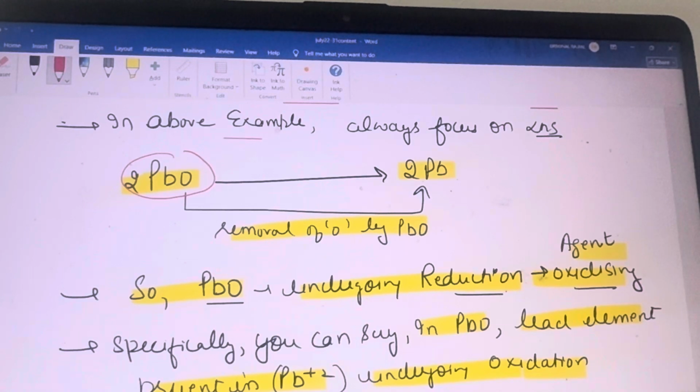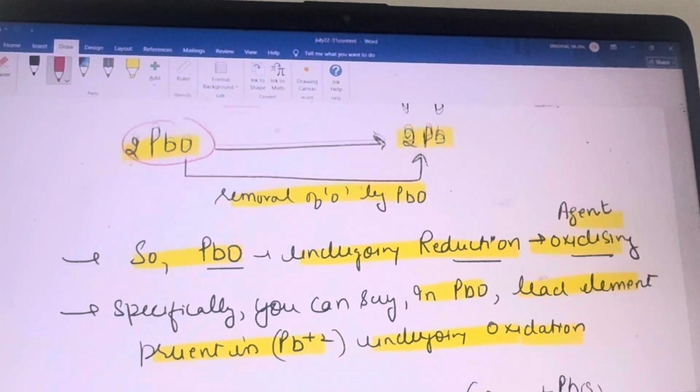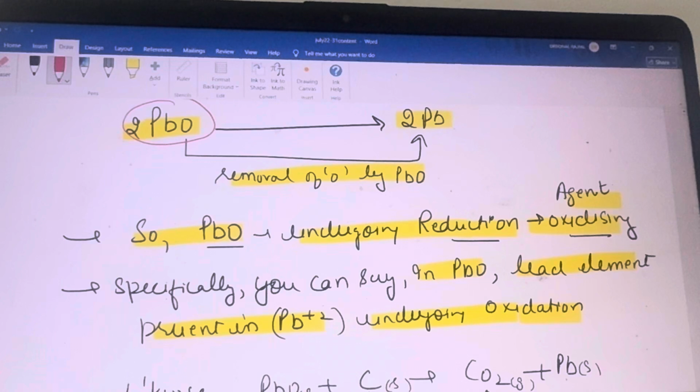So it is acting as oxidizing agent, means दूसरों को वो क्या करेगा, oxidize. और if you want to specifically say, because मैंने बहुत students से पूछा है which is undergoing the reduction here, तो students are saying lead. So बेटा lead तो left पे भी है, lead element right पे भी है. तो अगर आपको specifically कुछ बोलना है तो आप बोलोगे that lead oxide is undergoing reduction. And particularly specifically there is a lead element which is present in the Pb plus 2 form.